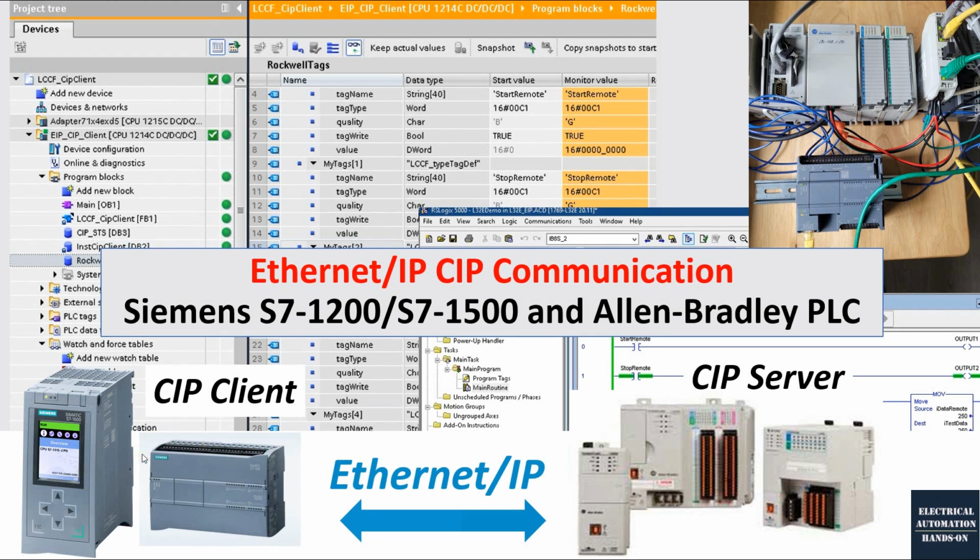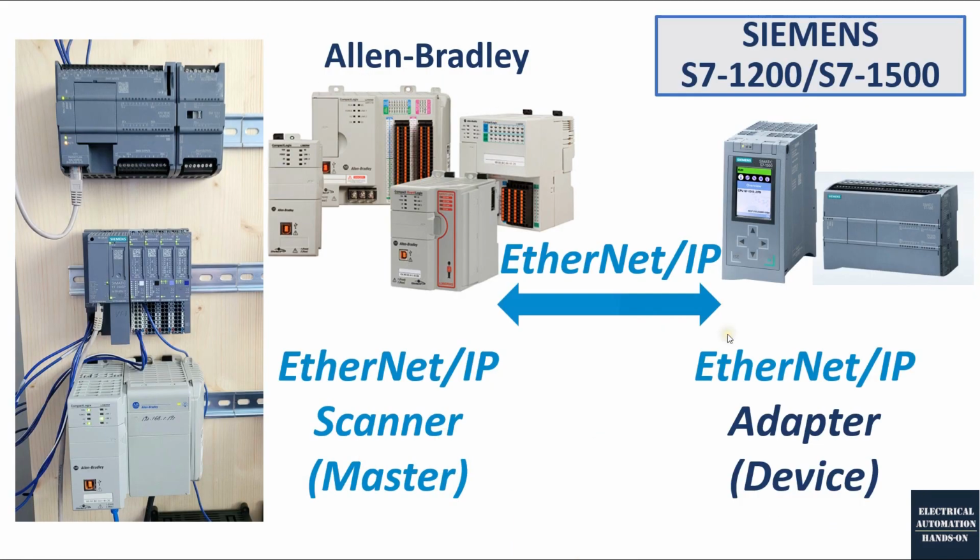Then you would ask, if this side is not an Allen-Bradley CPU but another brand of CPU, can the Siemens CPU still communicate with those controllers via Ethernet IP communication? In other words, if this side is any other brand that can run as an Ethernet IP master, can the Siemens side run as an Ethernet IP device or adapter? We will discuss this case in this video. The Allen-Bradley side will run as an Ethernet IP scanner, the master, and the Siemens side will run as an Ethernet IP adapter, the device.